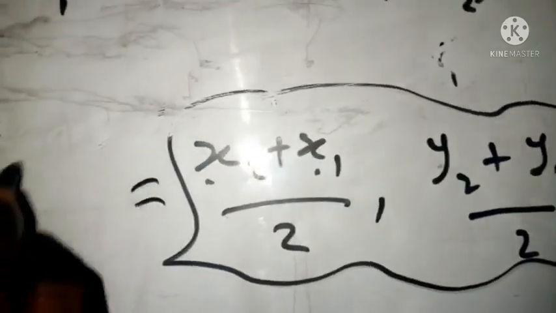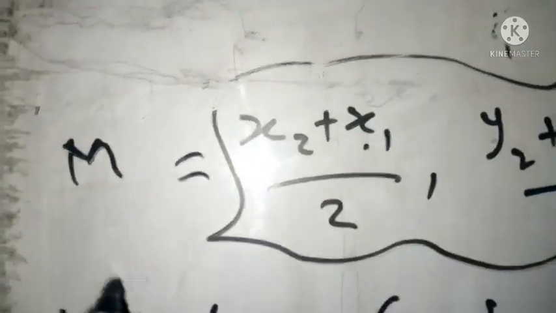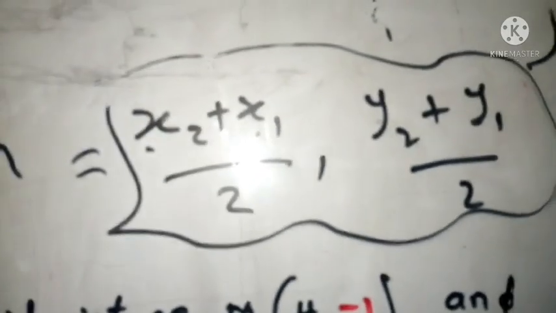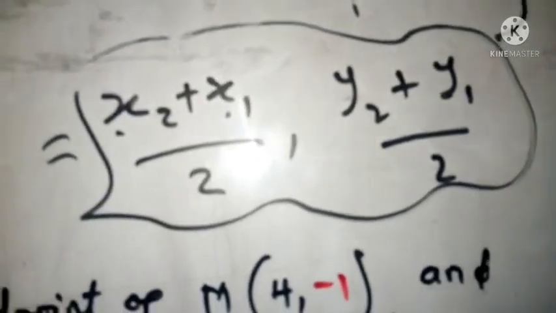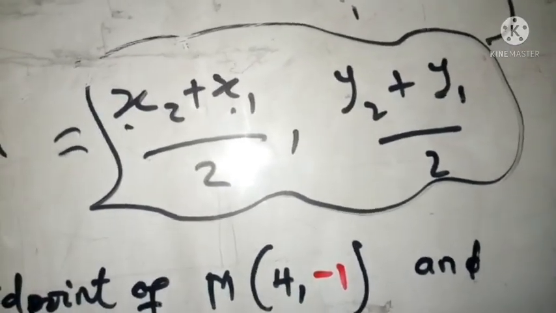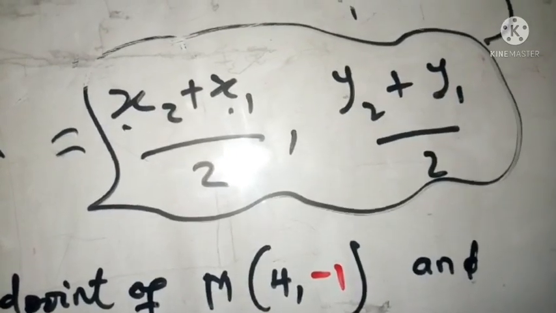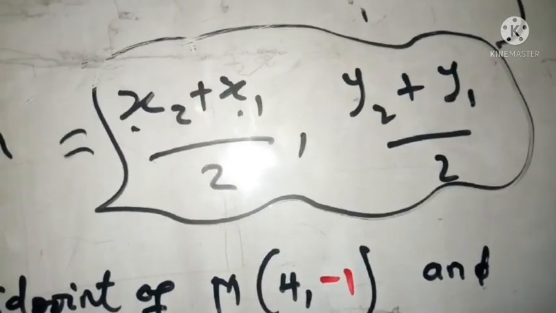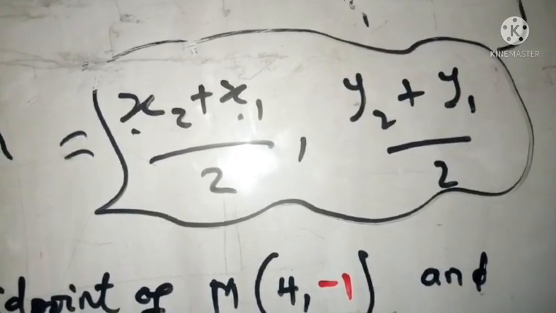So you can name this also as M. So M here stands for what? The midpoint of a line segment. So this is how simple it is to calculate the midpoint of any values. So let's have a look at the question and see how you can apply the definition of a midpoint.